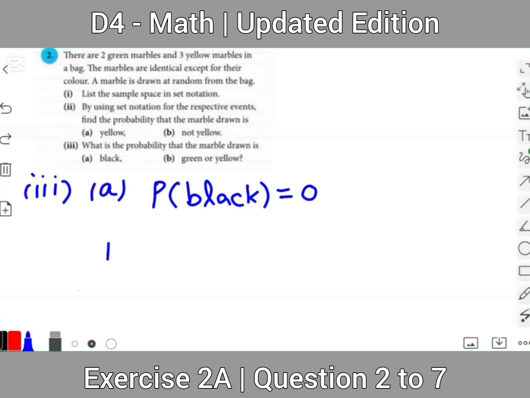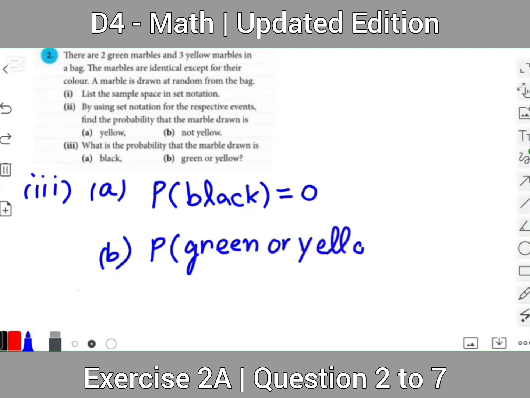Now for part B, what is the probability that the marble drawn is green or yellow? It will be equal to 1. Why is the probability of green or yellow equal to 1? Just because this is a certain event and there is information regarding the green marbles and yellow marbles in the statement of the question.